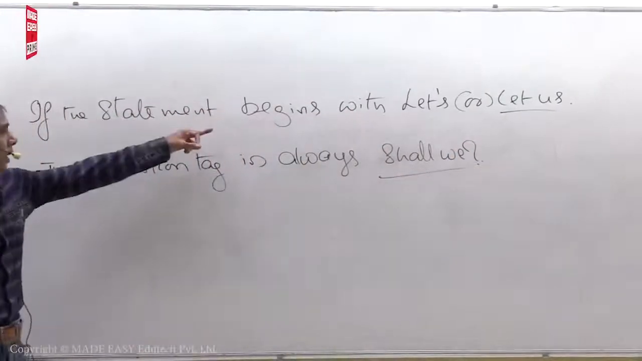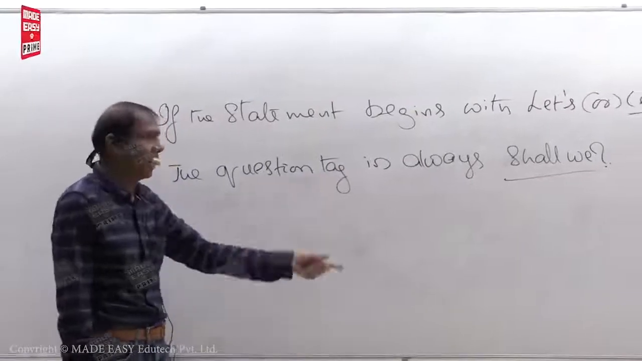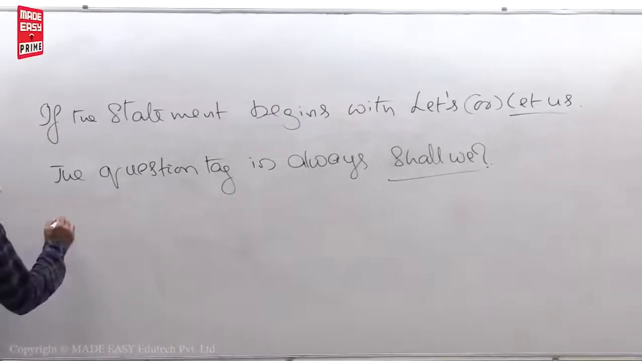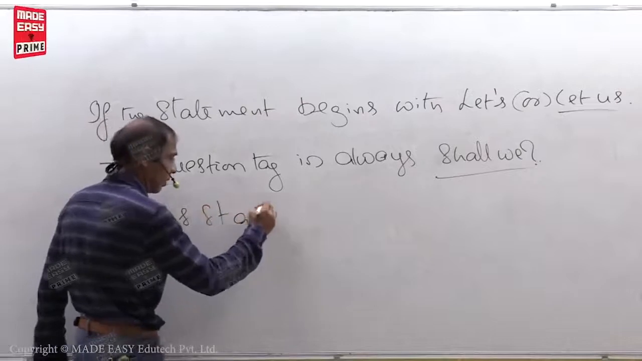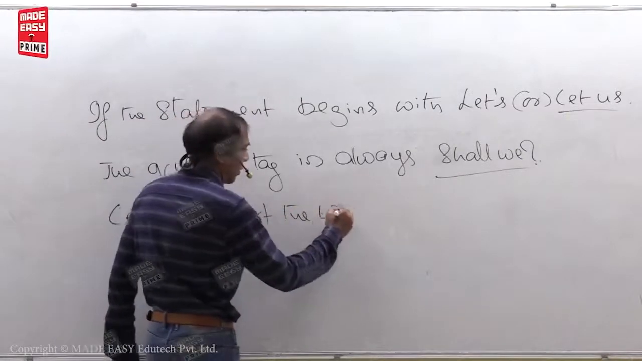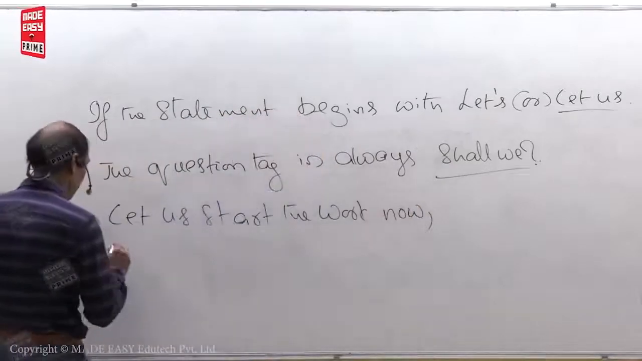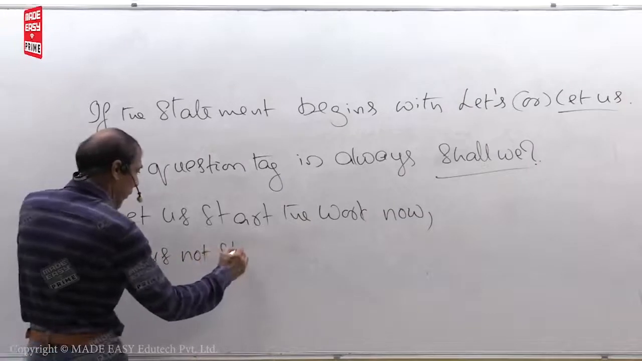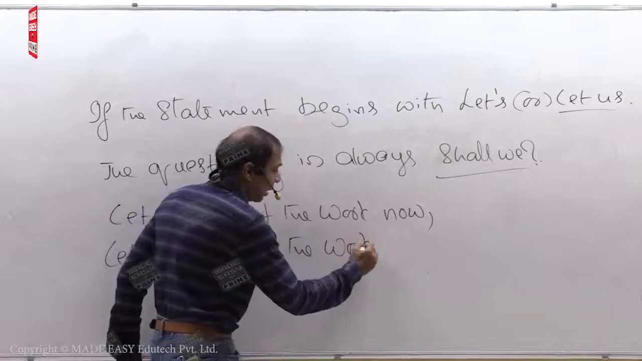Right? See? If the statement begins with let's or let us, the question tag is always shall we. Very easy. See? Let us start the work now. Let us not start the work now.